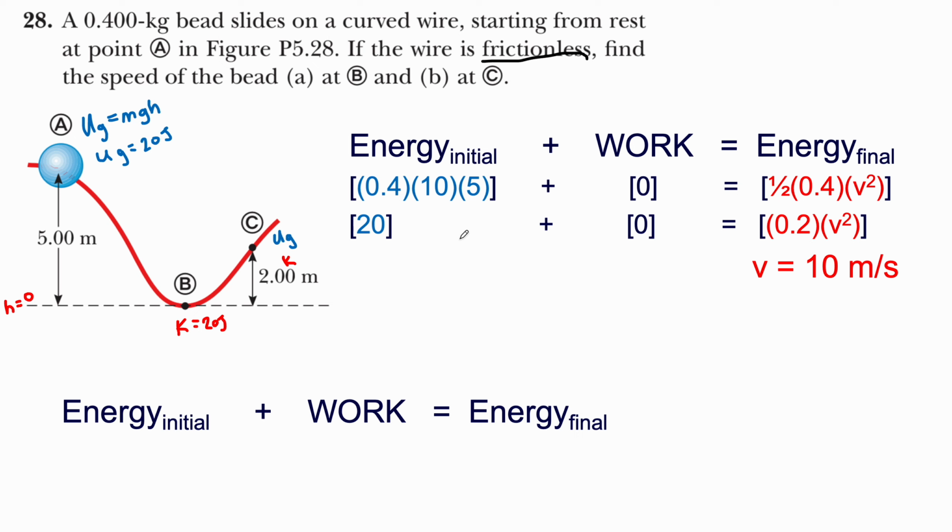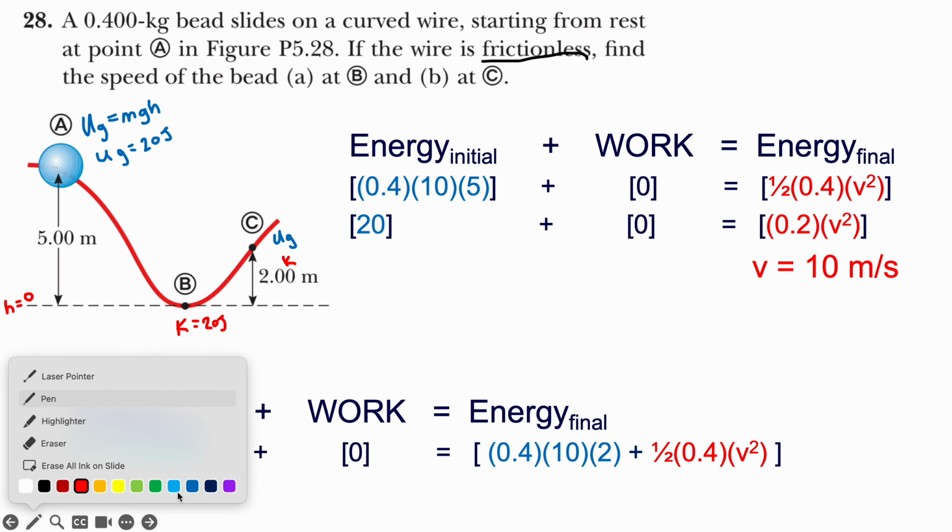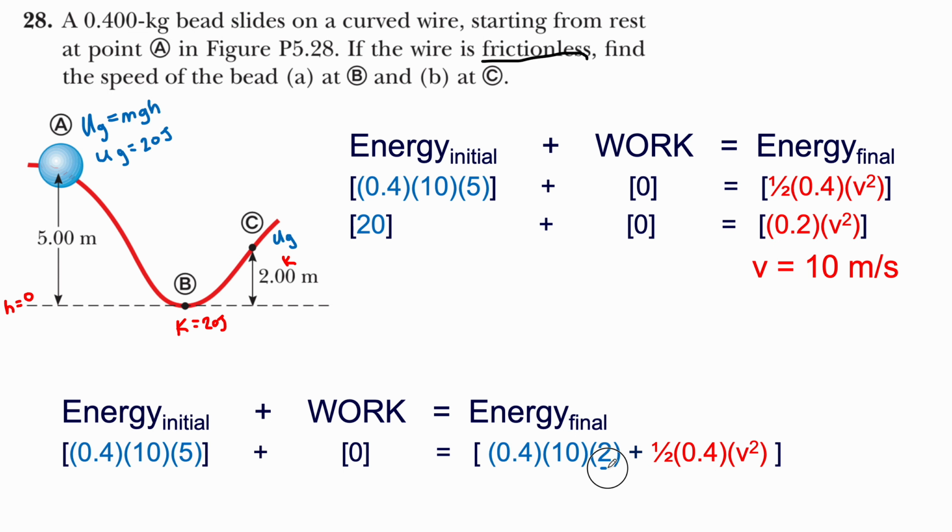Doing the work energy theorem one more time. Initial energy, I'm going to go all the way from point A. Yes, I could have also gone from point B and realized it's 20 joules. But the final energy in this case is going to be both its kinetic energy and its gravitational potential, where the height now is 2 meters. Plugging in our numbers, we can actually now solve this.